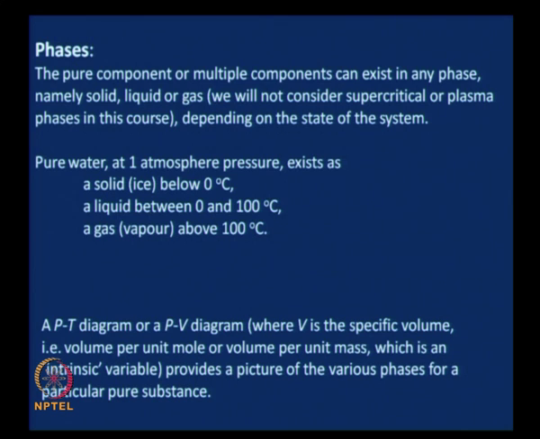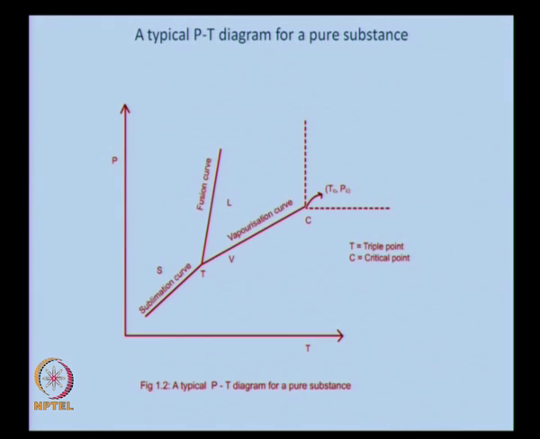Let us look at a typical PT diagram first. This is a typical PT diagram for a pure substance, P on the y axis and T on the x axis. In this region, by region I mean the combination of temperature and pressure values, the substance is a solid, which is indicated by S. In this region of temperatures and pressures, the pure substance is a liquid, and in this region of temperatures and pressures, the pure substance is a vapor.